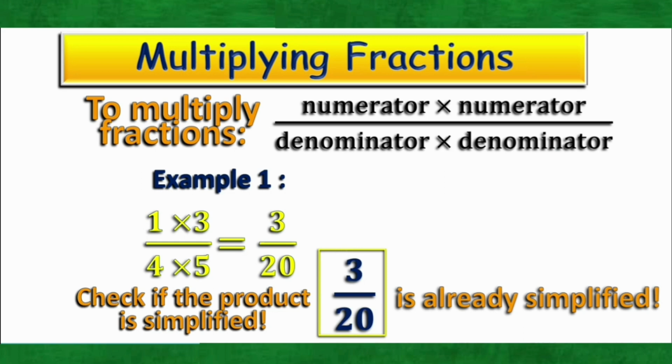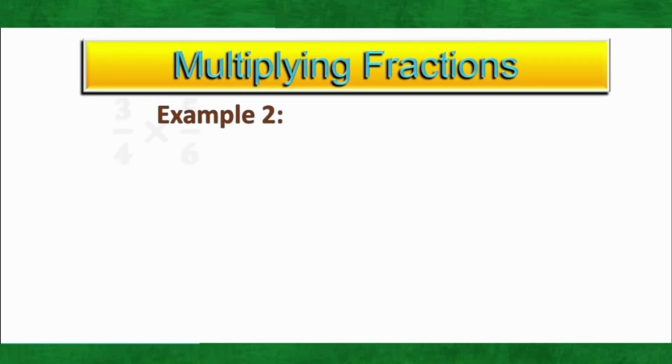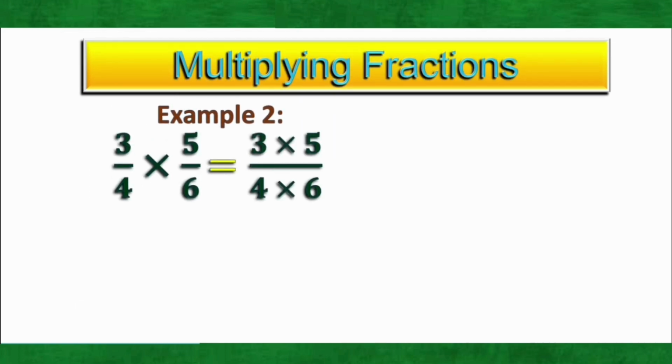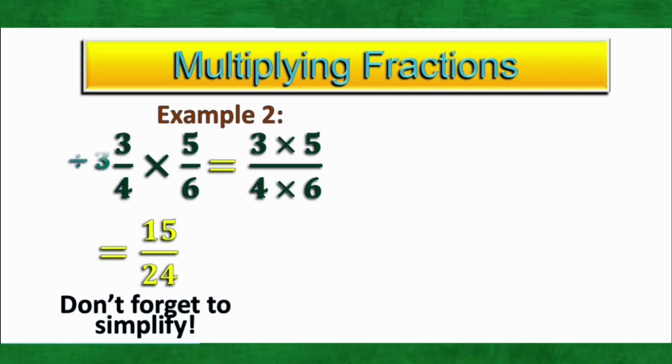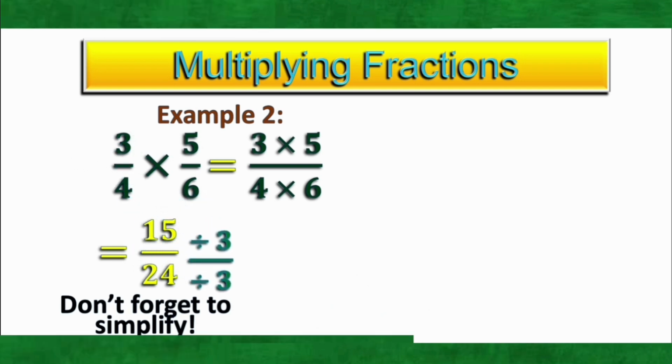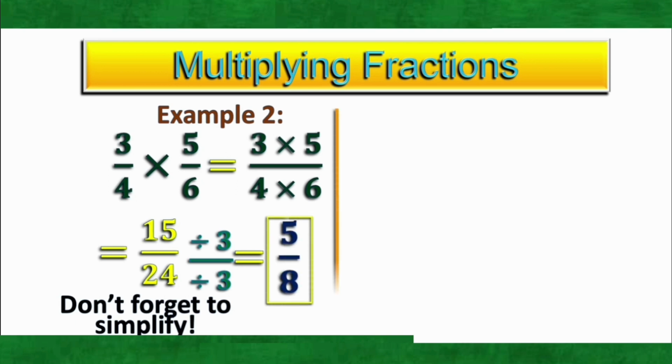Let us try another example. 3/4 times 5/6 equals 3 times 5 over 4 times 6. 3 times 5 is 15 and 4 times 6 is 24. Now do not forget to simplify. The GCF of 15 and 24 is 3. 15 divided by 3 and 24 divided by 3 is 5/8.